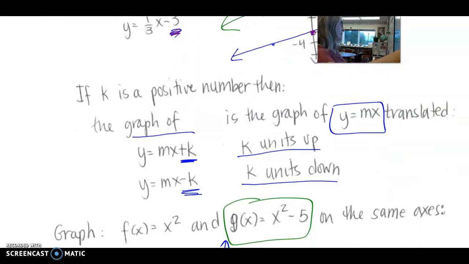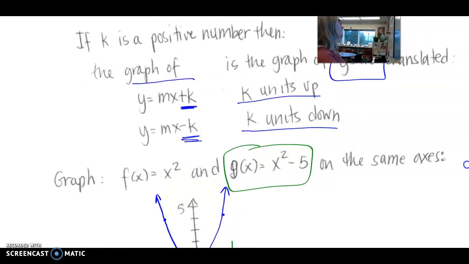We also looked at, in general, adding a number k after the function is going to move the whole function, it doesn't change its shape, it just moves the whole function up k units. And if you subtract k, it moves the whole thing down k units.